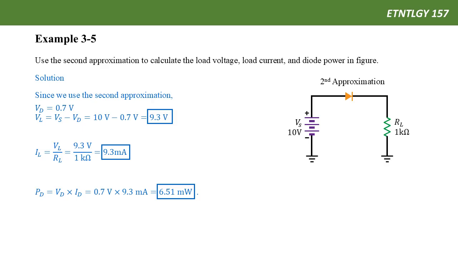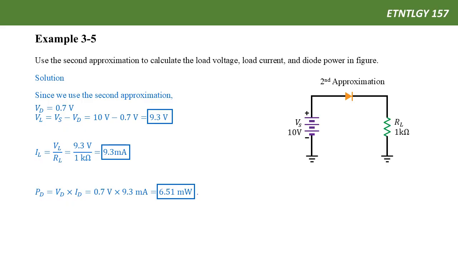Let's work on example 3-5 to reinforce the learning, to see how to apply the second approximation to get the voltage, current, and power. The question is to use the second approximation to calculate the load voltage, load current, and the diode power in the figure. First, we know this is the second approximation. The voltage required to activate the diode is 0.7 volt.